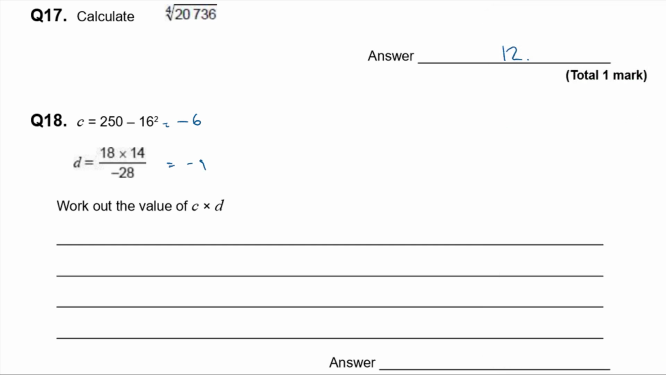Okay, so then I've got -6 times -9. Now I'm just going to do the negative times negative in my head and say, well, negative times negative is positive. And I know 6 times 9 is 54. So I know my answer is going to be positive 54 for that one.